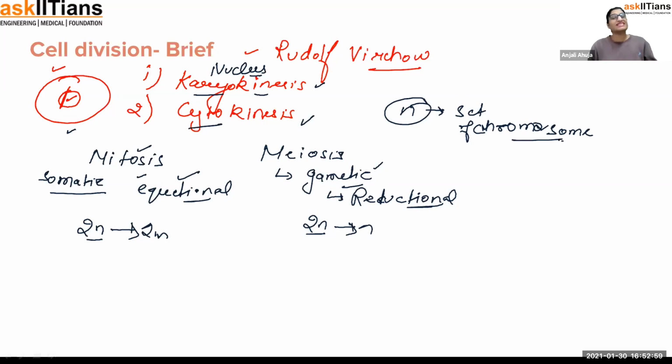Okay. So n is the set of chromosomes. 2n means a double set of chromosomes, and n means a single set of chromosomes. Like humans have 46 chromosomes, 23 pairs. The value of n is 23, so two sets are present. Gametes have n, only 23.